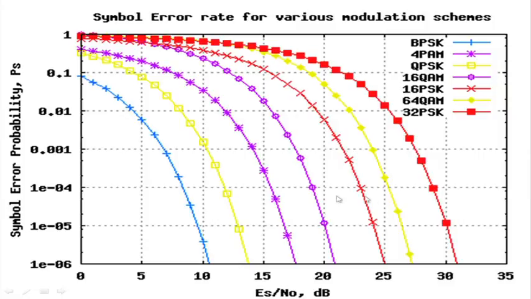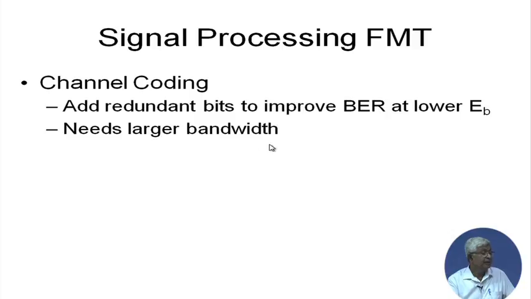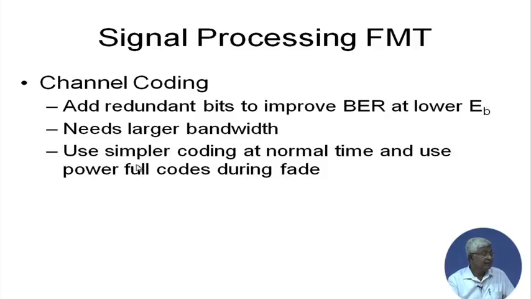By changing the modulation, the same thing applies for coding; channel error coding you can also do the same way. It is called adaptive error coding and modulation. In channel coding, additional bits are added to improve BER at lower EB by N naught. You need larger bandwidth obviously. Use simple coding at normal times, and use the full power code during fade. So you can increase the bandwidth and get more error correction when the fade is occurring. That is the way of channel coding.